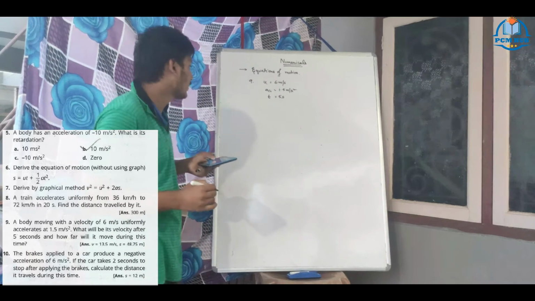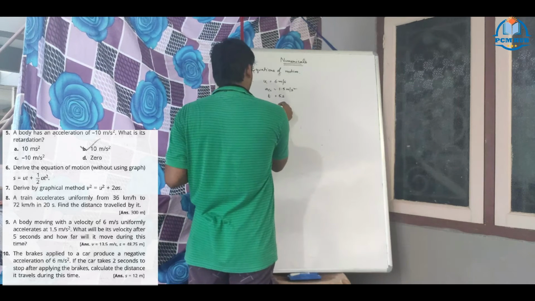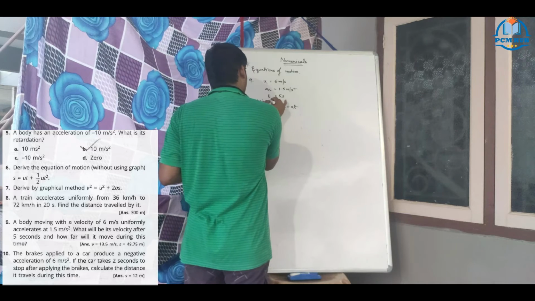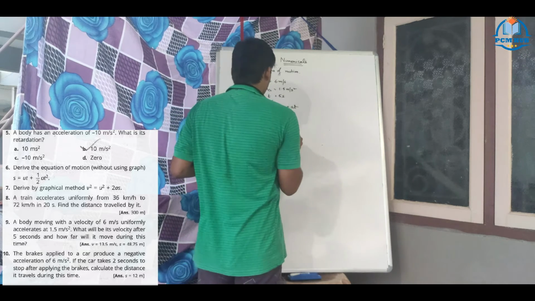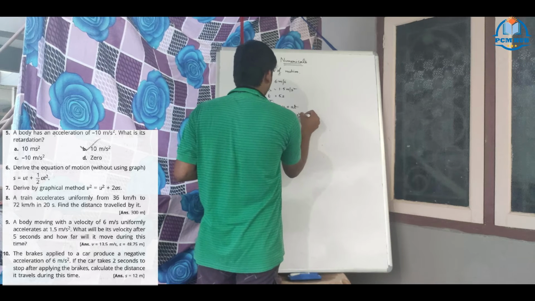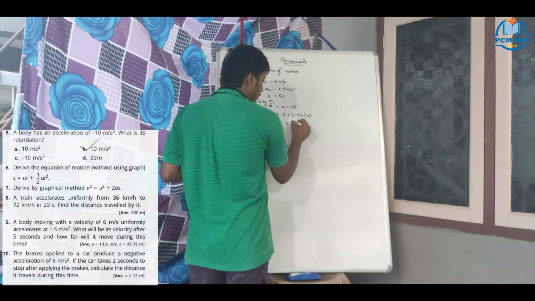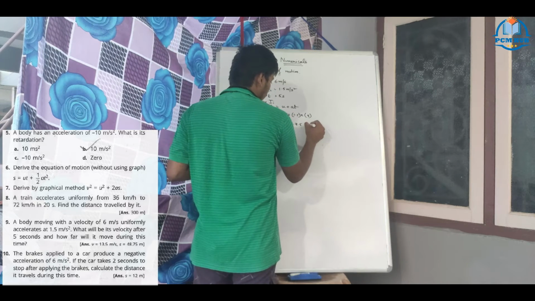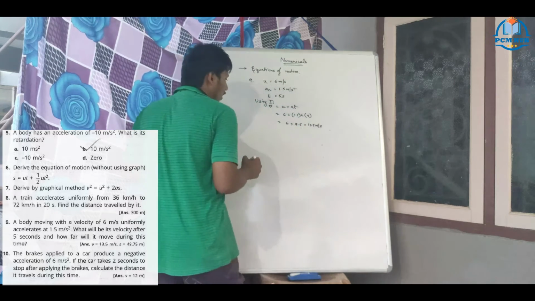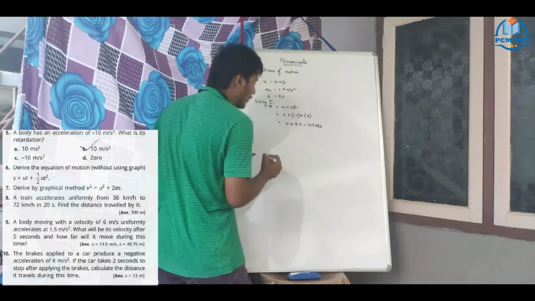So it is a function of 3 parameters u, a, t. So you will first find v using identity 1. u is how much? 6 plus 1.5 into time t, 5 seconds. 1.5 fives are 7.5. So this is 13.5 meter per second. Now what do we need? Distance. How far will it move means the distance traveled.